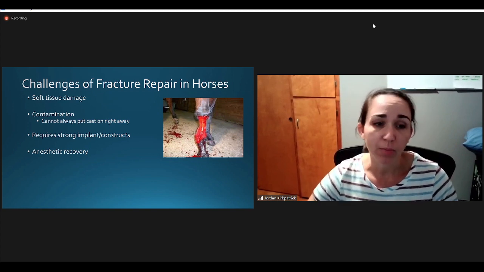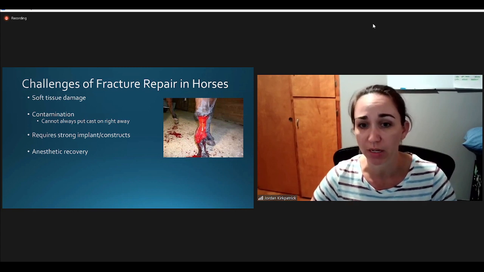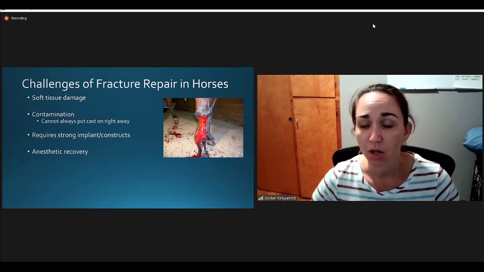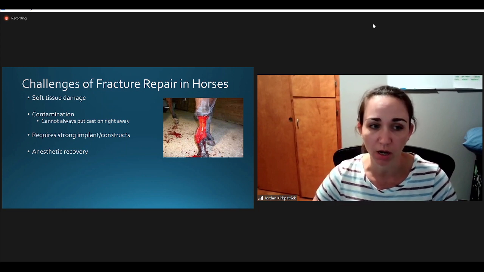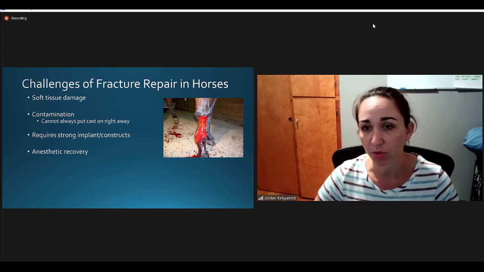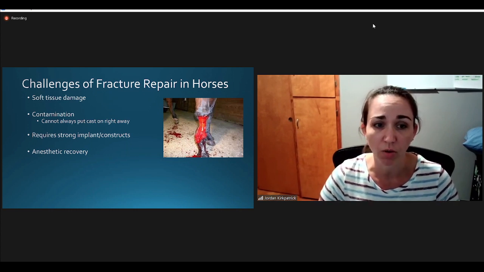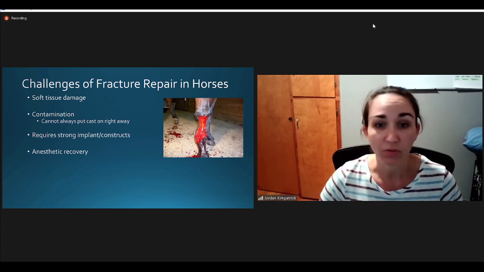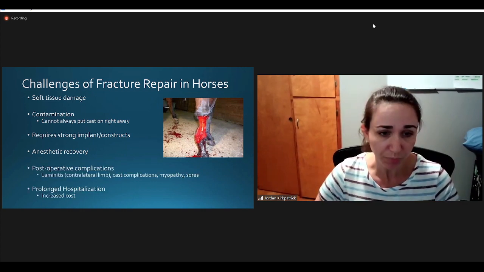Anesthetic recovery can present a challenge at times. Horses are prey species. Some of them get up well, some of them panic, especially if their leg is in a bandage or things like that. So you can have problems in recovery where you have a perfectly beautiful fracture repair and then recovery doesn't go well and the implants fail. And unfortunately, that just can happen sometimes.